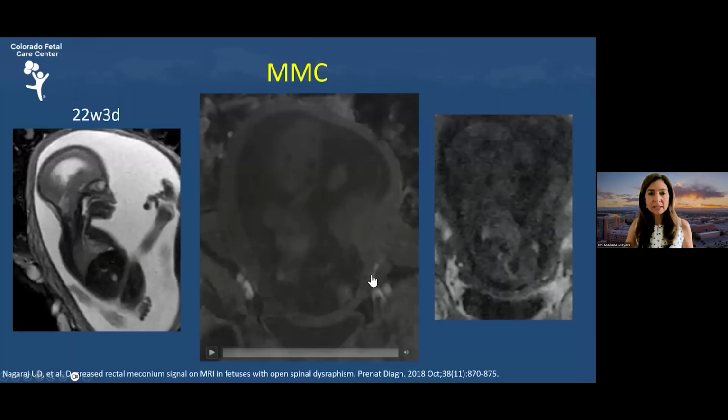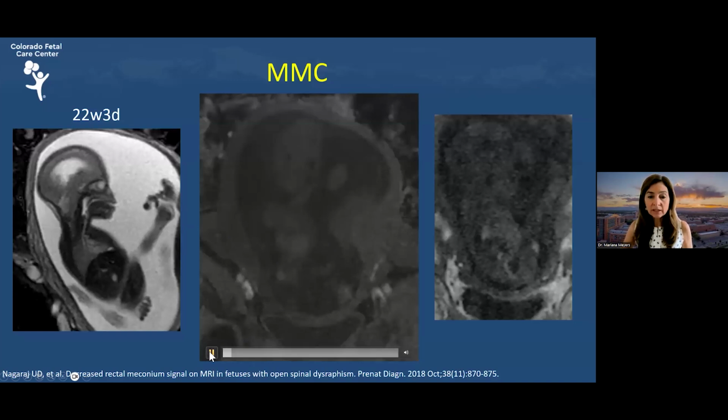All right. There have been publications that the meconium can be abnormal in fetuses with myelomeningocele, and actually Cincinnati published on this. The thought behind it is that there is abnormal innervation of the pelvic organs because of the defect in the spine. So this was a 22-week fetus with obvious myelomeningocele, hindbrain herniation, the Chiari spectrum of abnormalities.